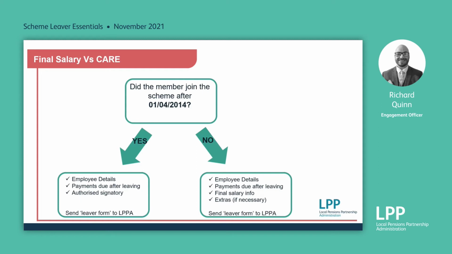If they didn't join the scheme after the 1st of April 14, then you would be providing the employee details, payments due after leaving if applicable, final salary information, and any extras. In both instances, you would need to send the leaver form to LPPA to enable us to process the benefits.